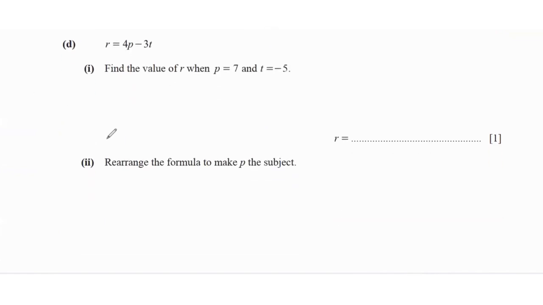Then we have an equation r equals 4p minus 3t. They want us to find the value of r when p equals 7 and t equals negative 5. That's going to be r equals 4 times 7 minus 3 times negative 5, which is 28 plus 15. And that's going to equal 43.